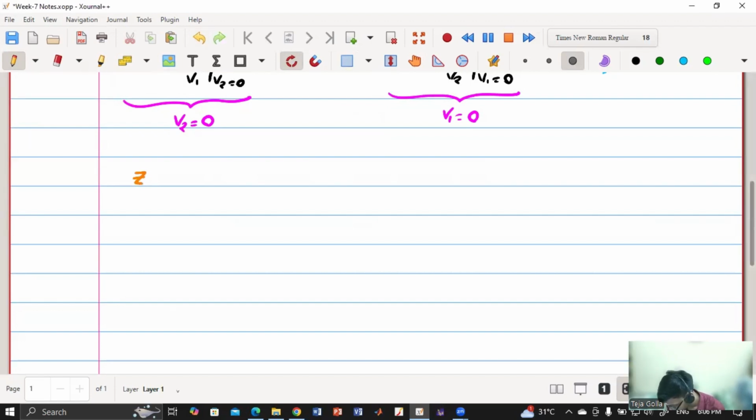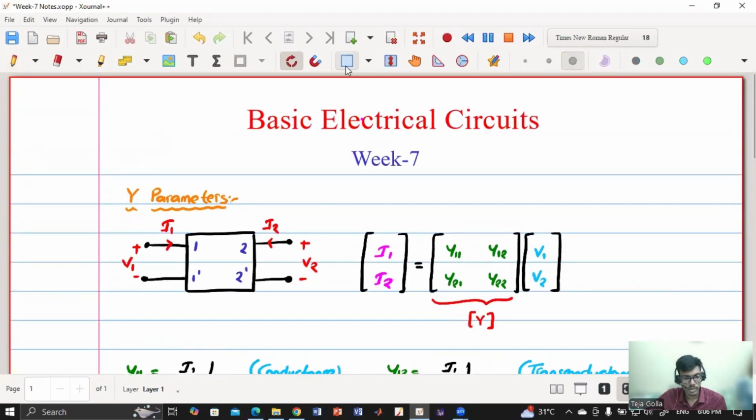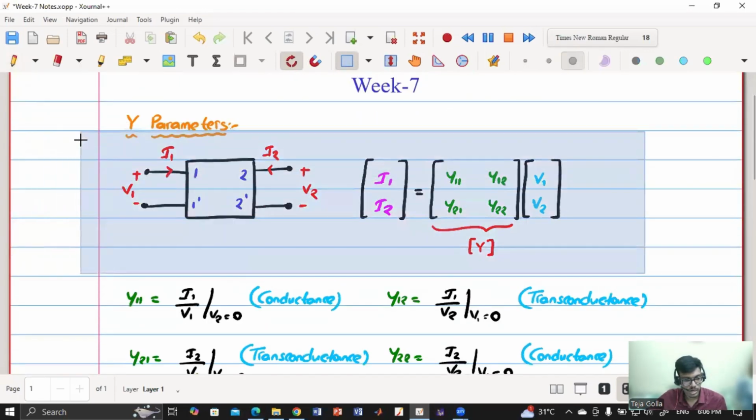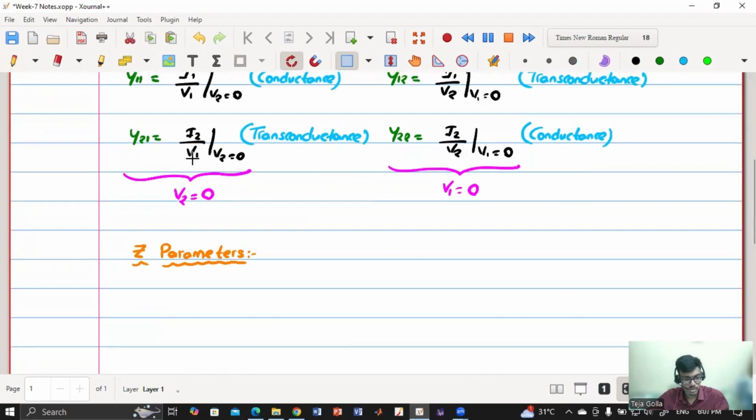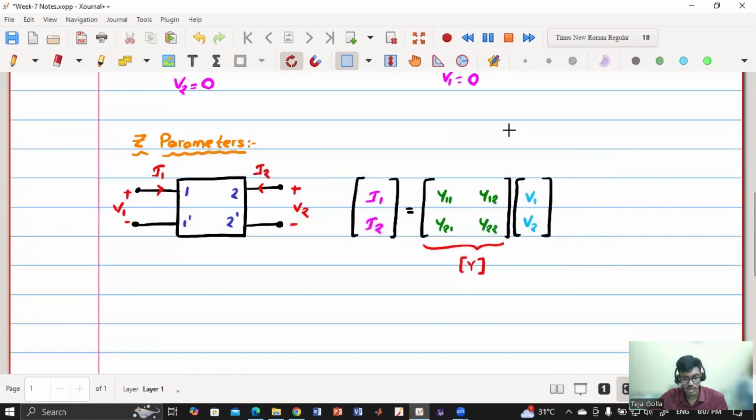So now we have Z parameters. As the name says, Z means it is resistance, or you can say impedance. So voltage will be the output and current will be the input. Let me just copy it so that I can use this and update it for my ease. It will save some time, and we can use that time in the problem solving session.